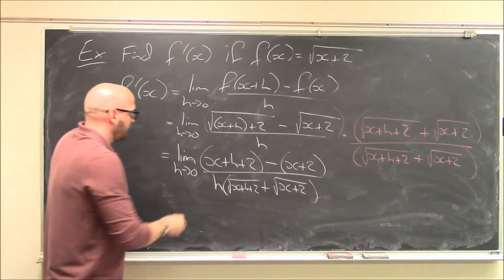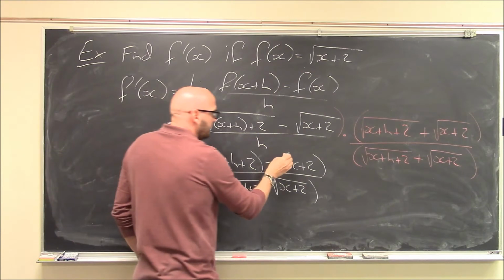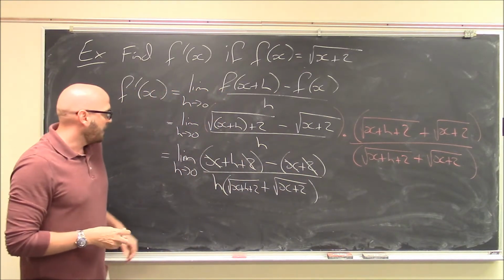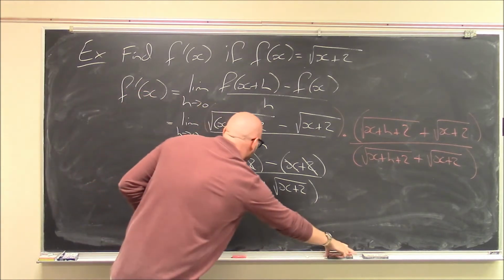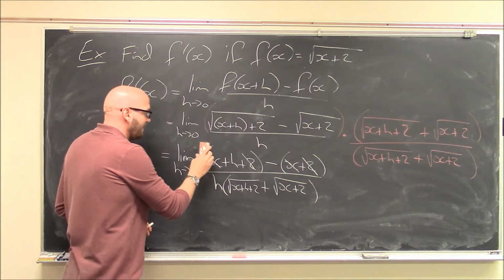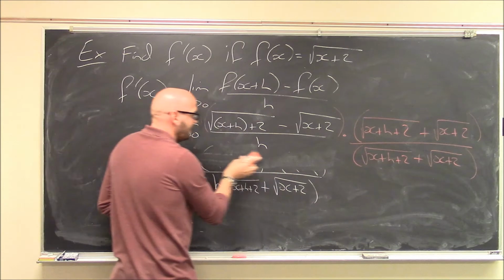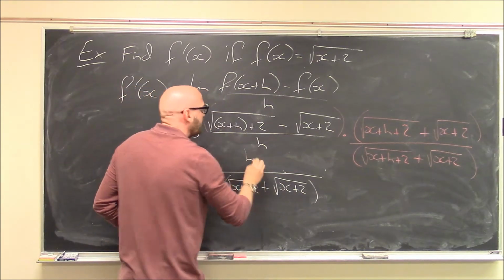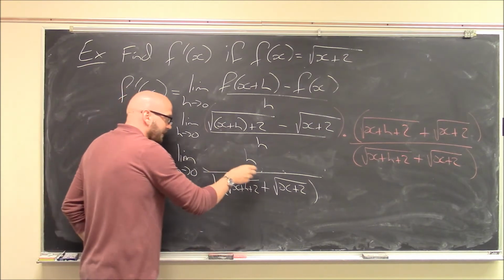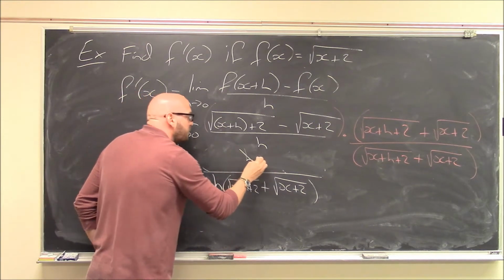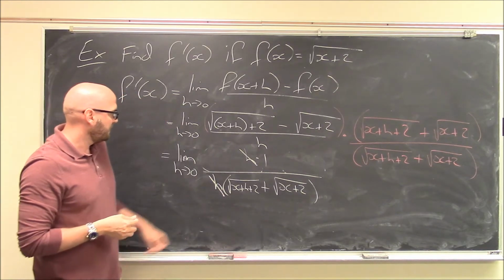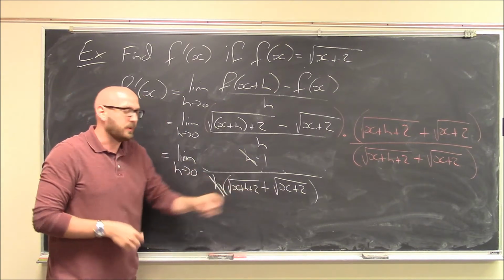So what cancels? x minus x, 2 minus 2. And what do I have up top here? Because this is a video, I'm just going to modify this. What do I have up top? I have just h. After doing that cancellation, I have just h up top. Well, if I have just h up top, that's h times 1. And h is multiplying everything on the bottom. So this becomes 1 over this expression.